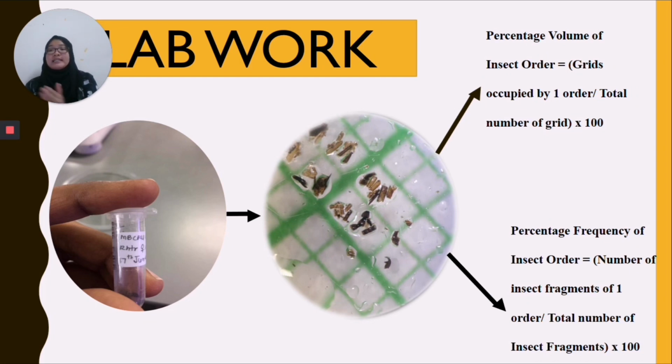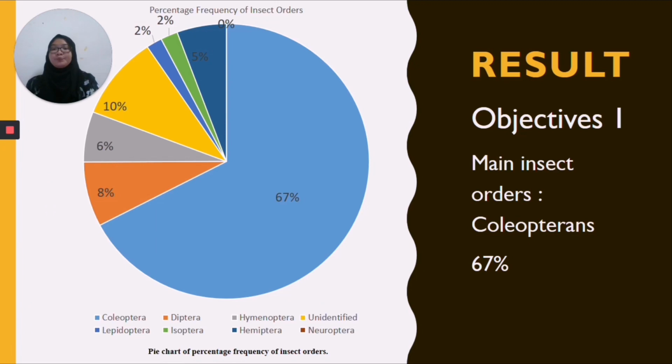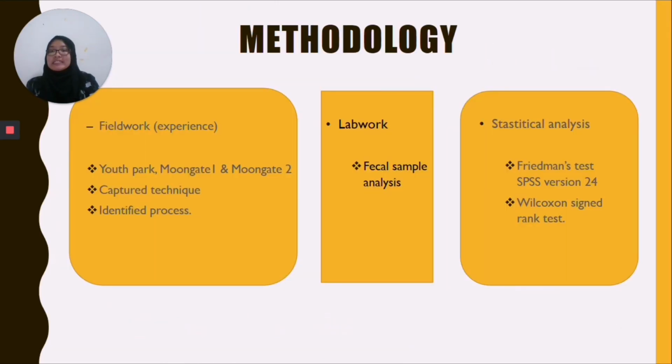We refer the insect fragments with the photo reference of insects, so we can know which order they may belong to. Then we separate them into different orders in the respective grid, so that it will make it easy to calculate the percentage volume of insect order and also the percentage frequency of insect order. Next, we do a statistical analysis because we want to know the significant difference. First we do the Friedman test with SPSS version 24 and the Wilcoxon signed rank test.